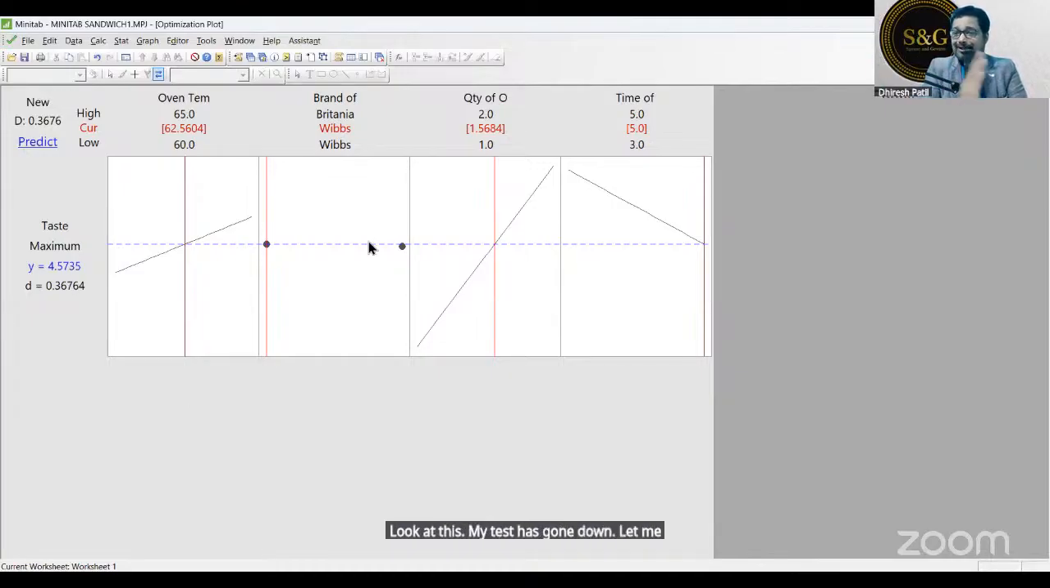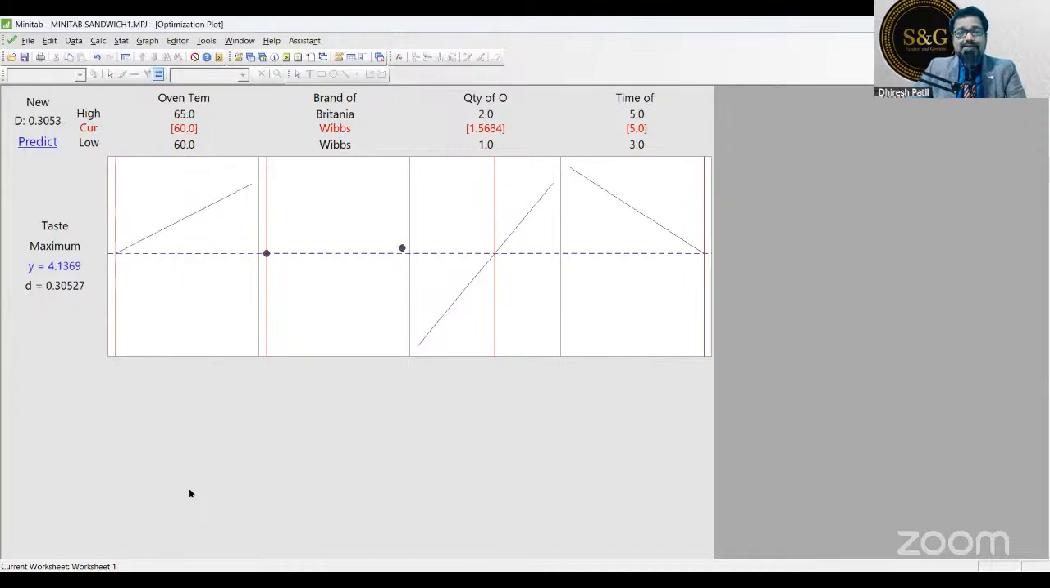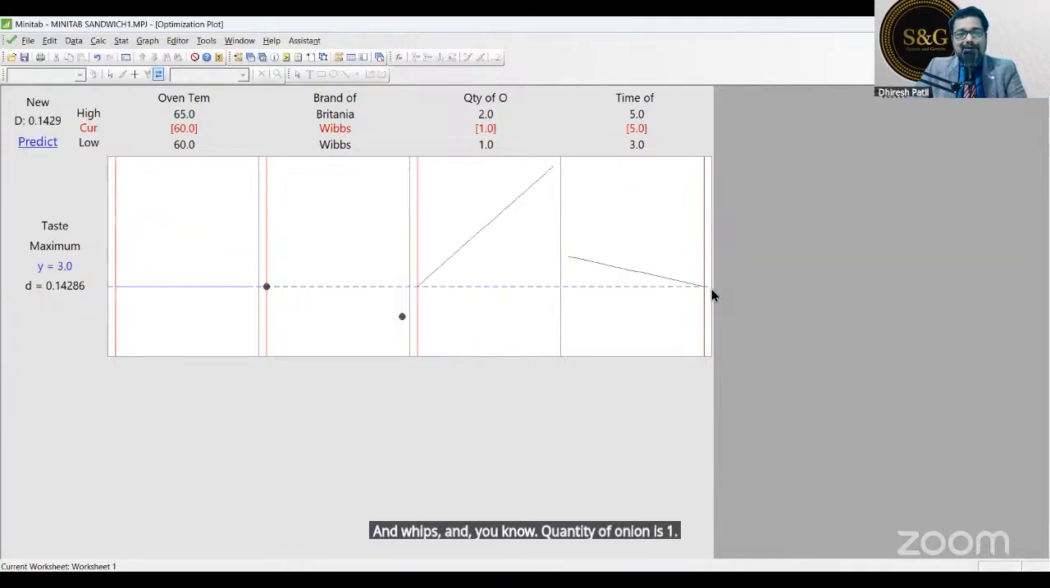Let me do it at the lower setting. Let us do this to 60. And the quantity of onion is 1 and time of cooking. Look at this, guys. Instead of the highest setting, if I go back to the lowest setting, my test is 3. And when I go for the highest setting, my test is becoming 8. Let's go for 8 now.